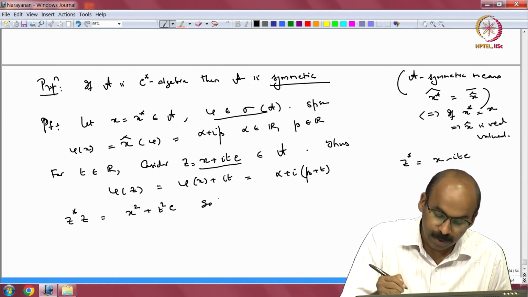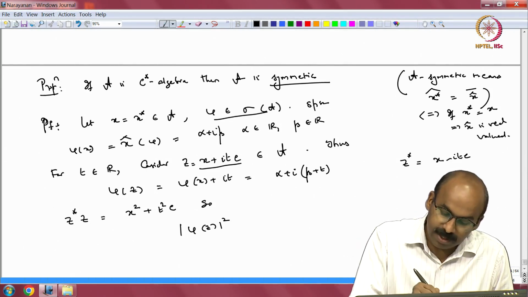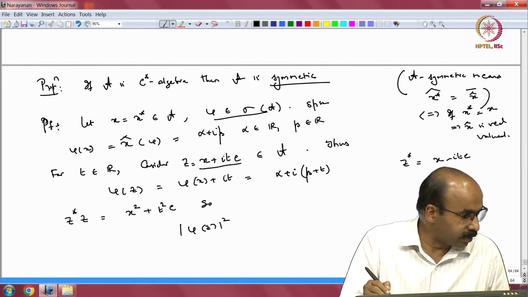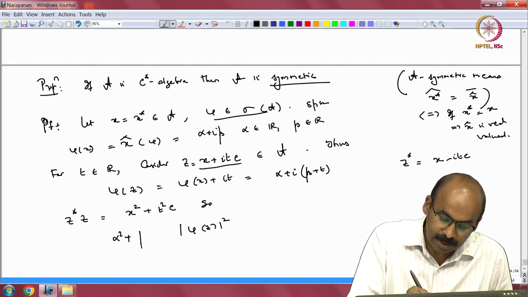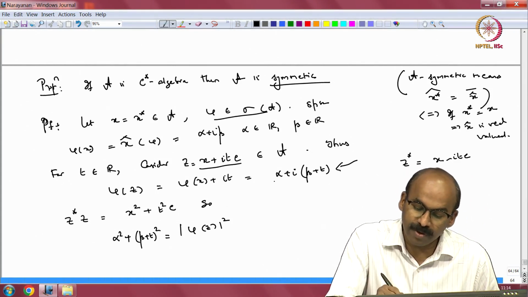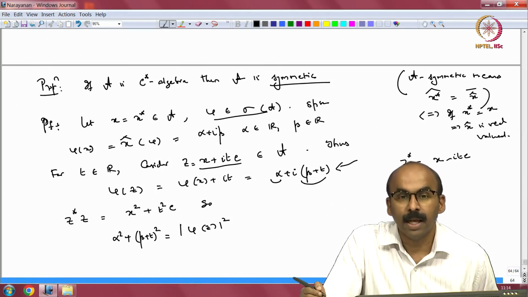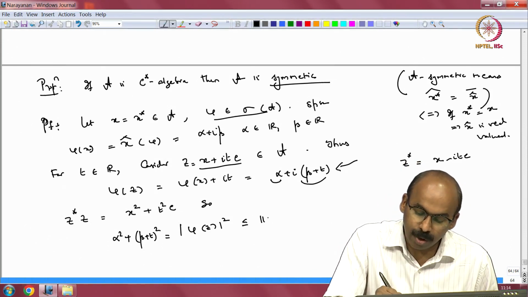So, you look at modulus phi z square. Well, what is phi z? Phi z is alpha plus i times (beta plus t), so phi z equals alpha plus i(beta plus t). The modulus square of phi z is the square of the real part plus the square of the imaginary part, that is alpha square plus (beta plus t) square. That is mod phi z square, which is less than or equal to norm z square.